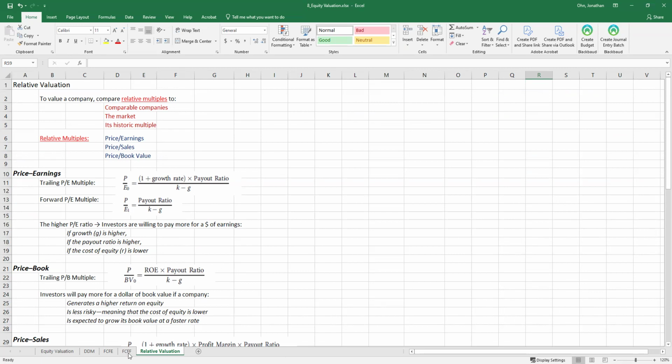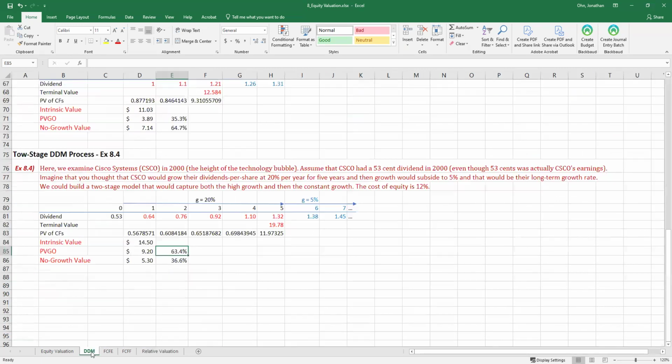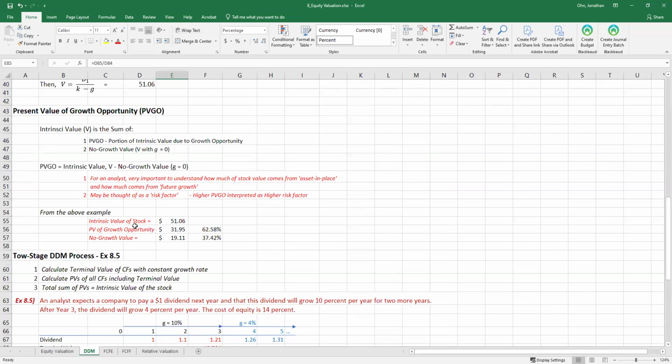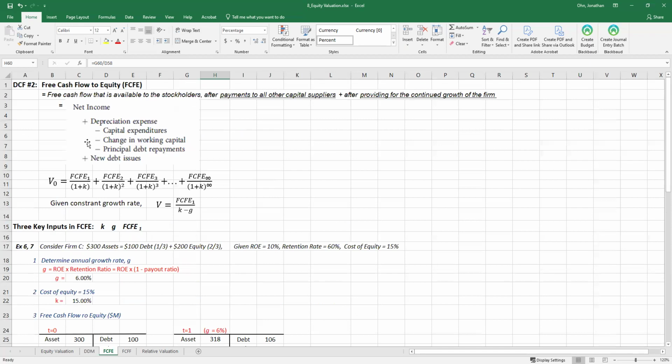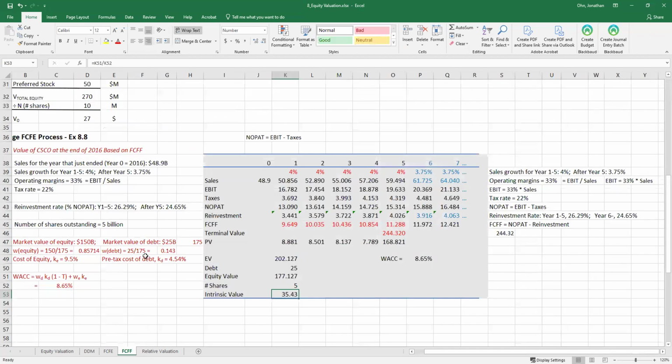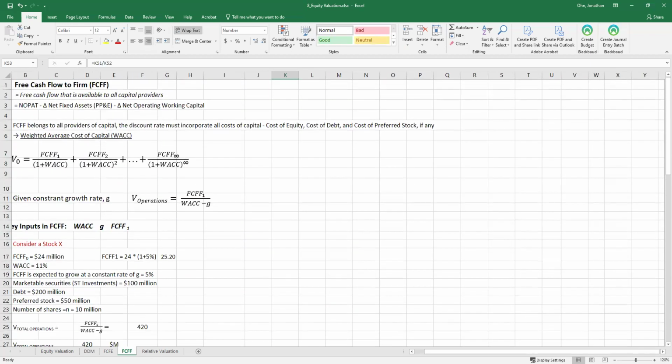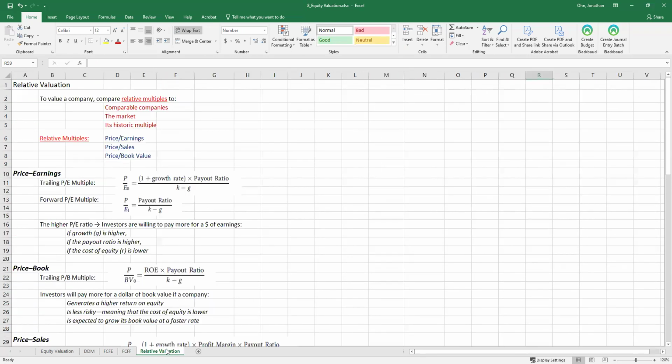So we completed the whole discounted cash flow approach. So the dividend discount model, the free cash flow to equity model, and the free cash flow to the firm model. That's one category, the discounted cash flow models. And this one is relative valuation.